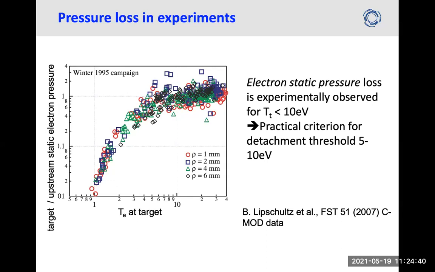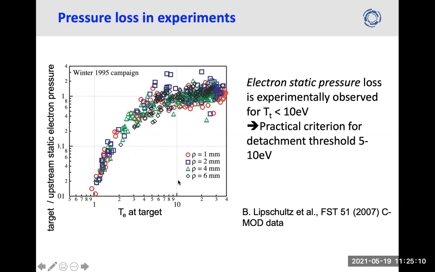This is because we imagine that the plasma flows, that there's some stagnation point upstream, where the plasma flow velocity is very low, close to 0. It's not true, but it's the assumption. At least it doesn't contribute very much to the total pressure. So what you see here is the ratio of the target to the upstream static electron pressure as a function of the target electron temperature.